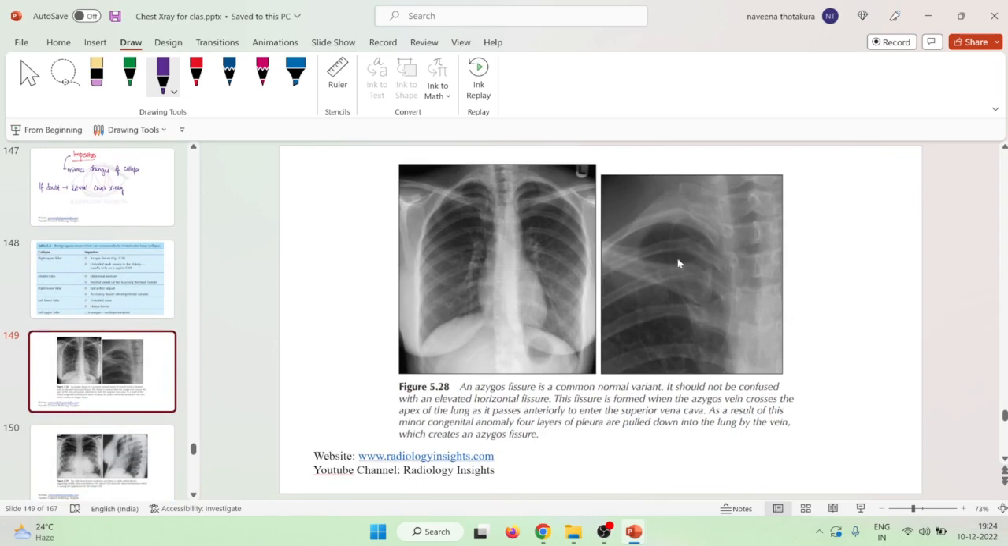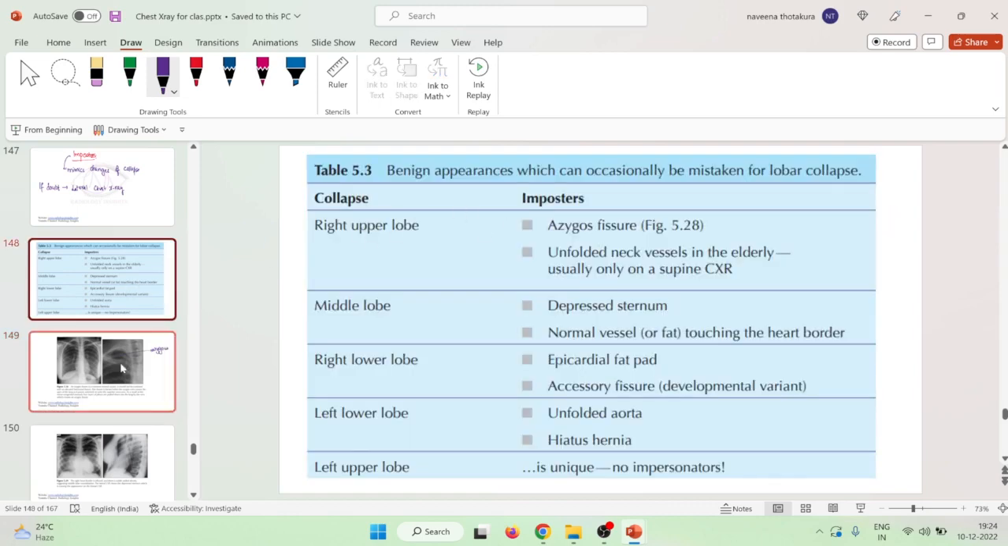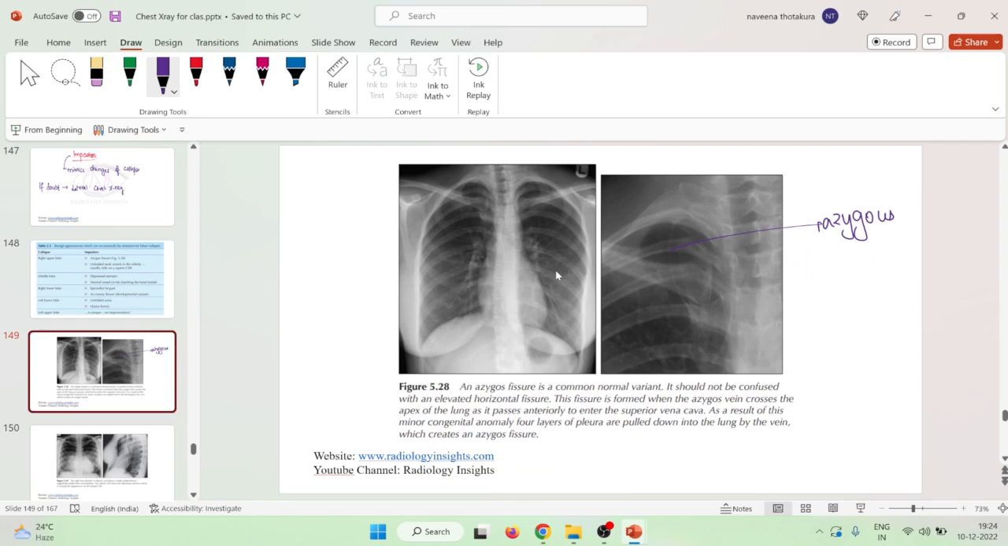If you see in this picture, we have an azygous fissure. This azygous fissure might sometimes be confused with right upper lobe collapse. So it is better to be careful while diagnosing a patient with right upper lobe collapse.